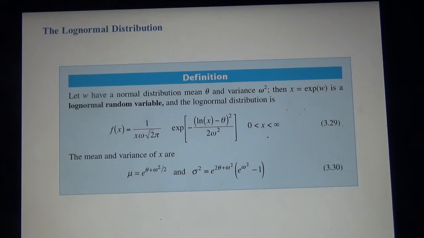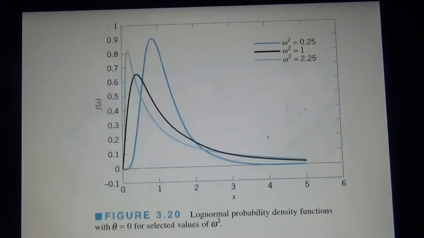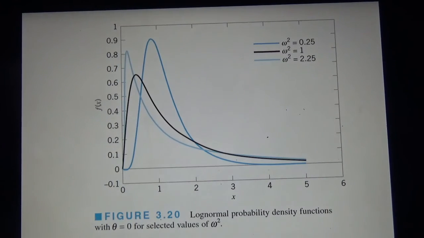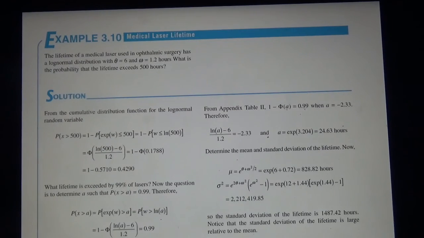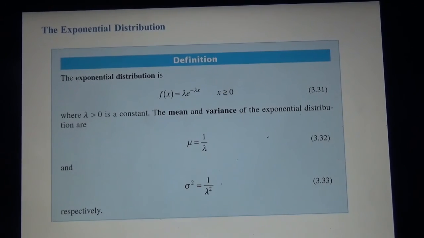The distribution of the data won't fit any distributions. We can just check whether it fits the log normal distribution or not. So the shape of the log normal distribution is like this. There's an example for that.